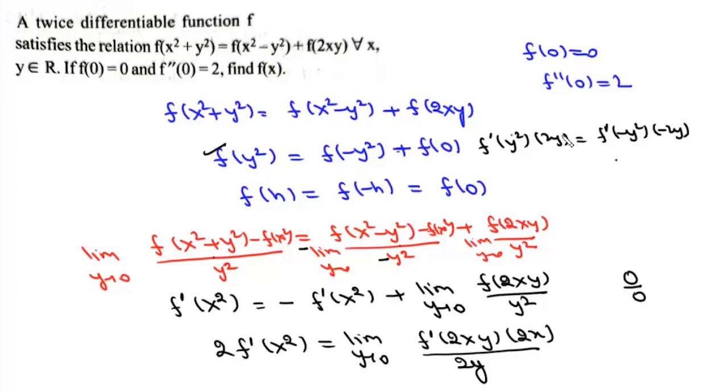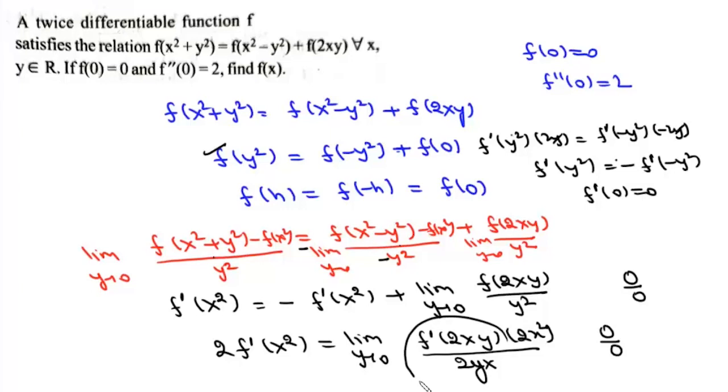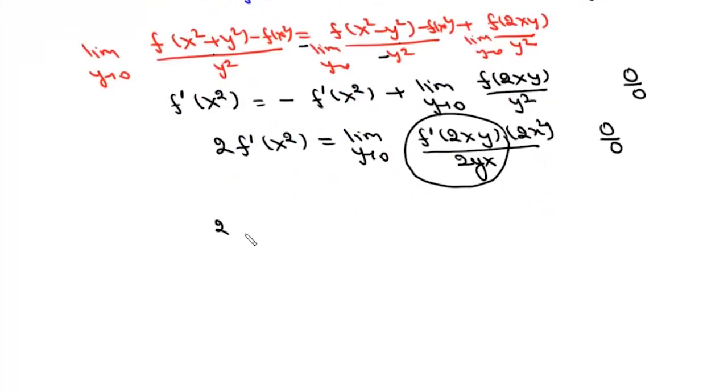Now for y equal to 0, we'll always get f dash y square is equal to minus f dash minus y square. If we put y as 0, we get f dash 0 as 0. Now again this is 0 upon 0 form. Now we multiply it with x and divide it with x. This is the second derivative of this function at 0, so it will be f double dash 0. So we can write 2 times f dash x square, it will be f double dash 0 into 2x square. Now this 2 and 2 will cancel, and f double dash 0 is given as 2.